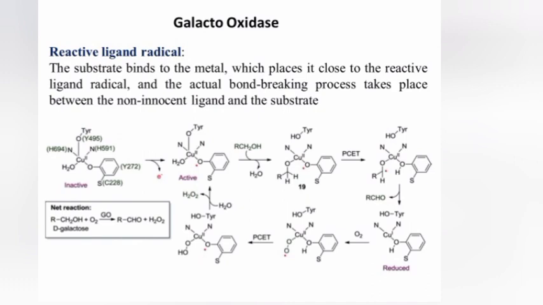Here the RCH2OH will ionize into H plus and RCH2O minus. In the enzyme, the copper-oxygen bond will break down, and oxygen will get a negative charge and copper will get a positive charge.